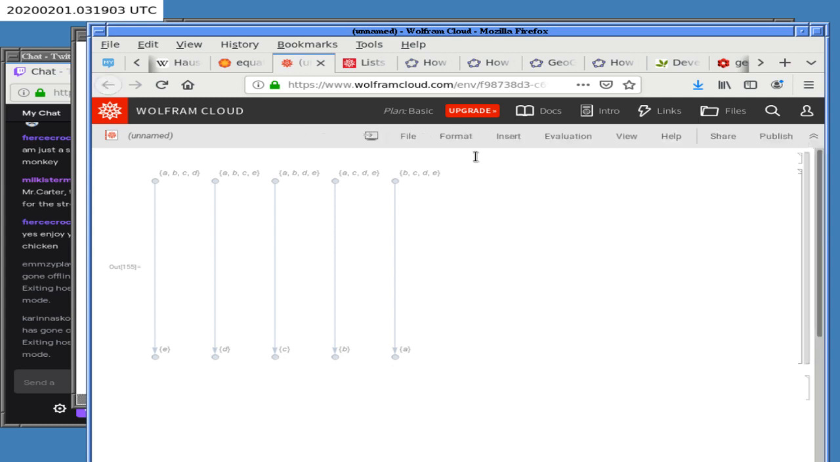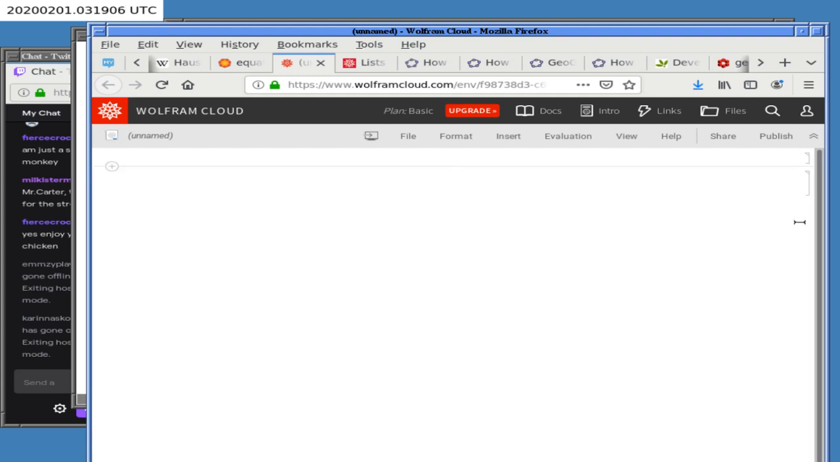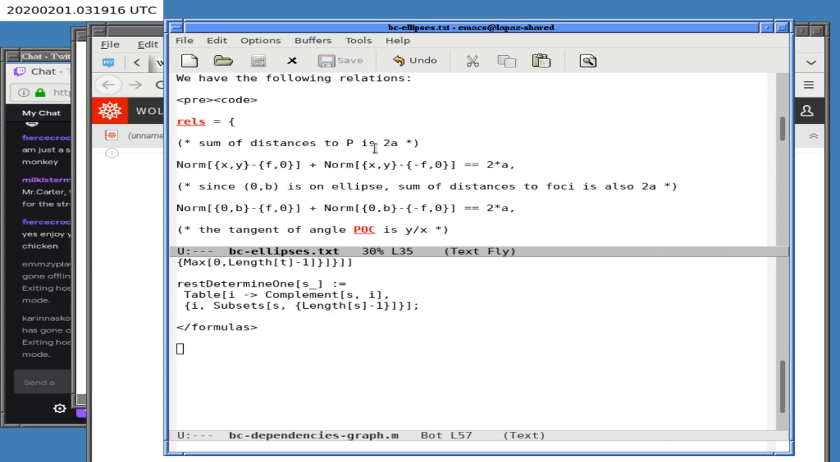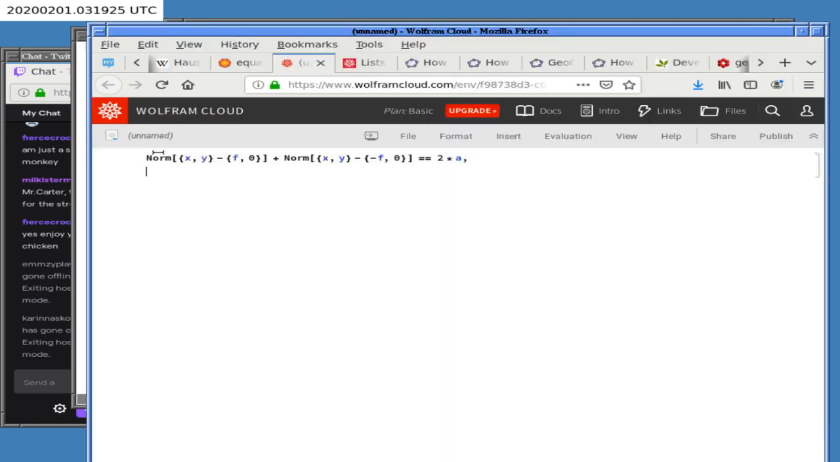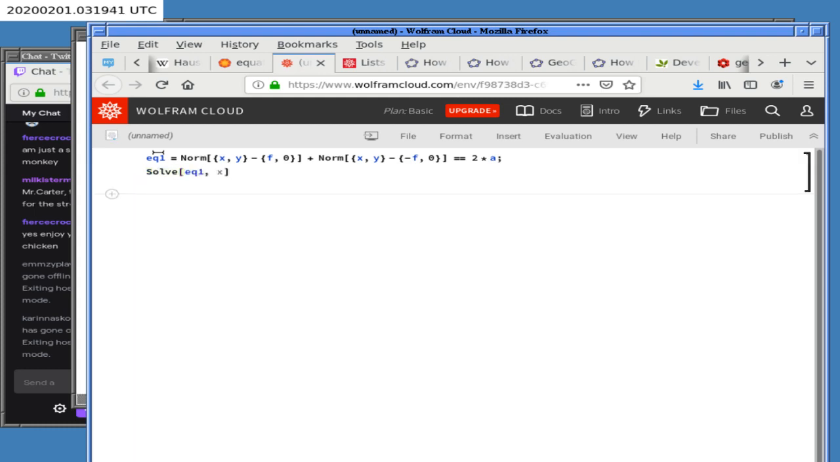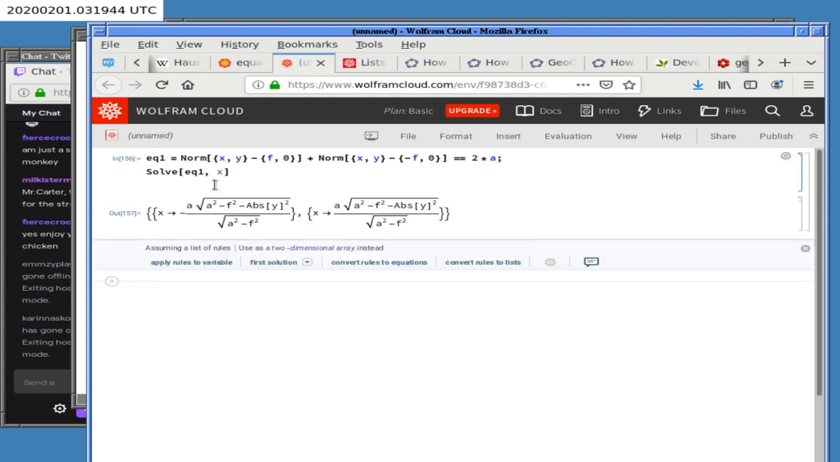Come on, get rid of this. Get rid of this. I don't need it. Get rid of this. And I guess I could just do reset calculation, although that doesn't actually work, so not very helpful. All right, so we have this. We'll call it eq1 equals this, semicolon. And the only thing we need to check here is that we can actually solve it for any of the variables. X, Y, F, and A are the things involved here.